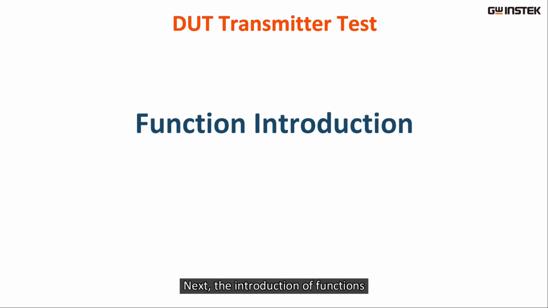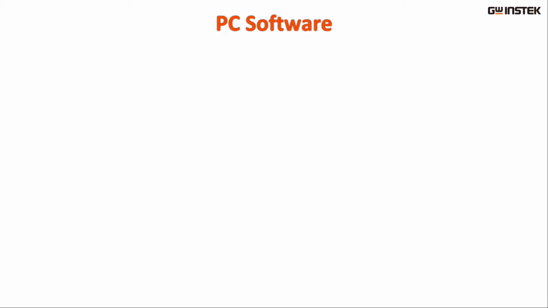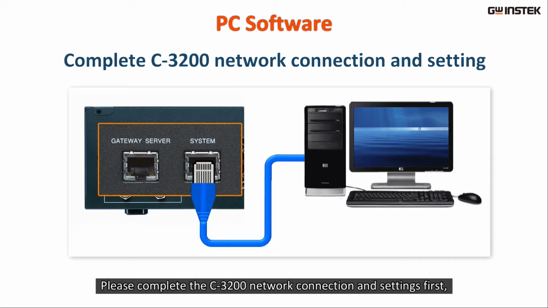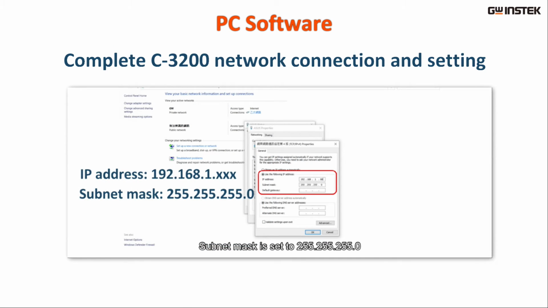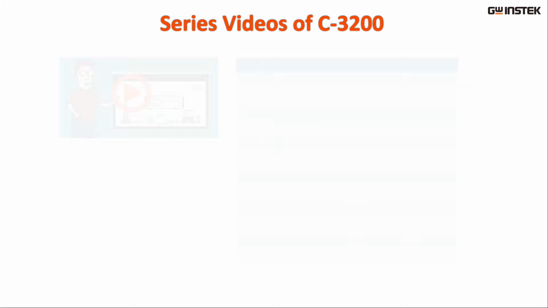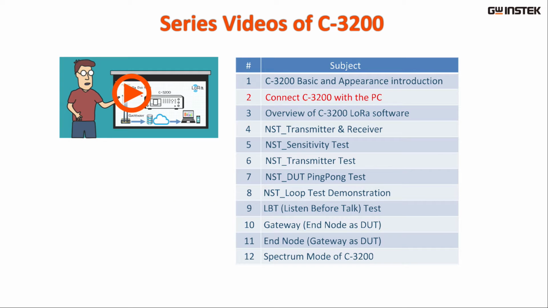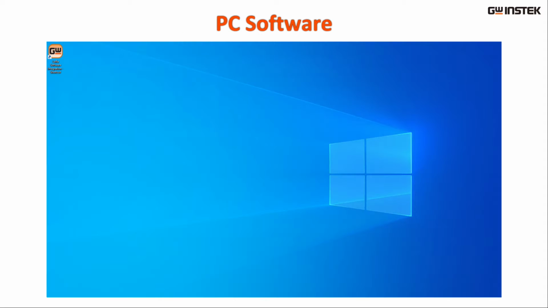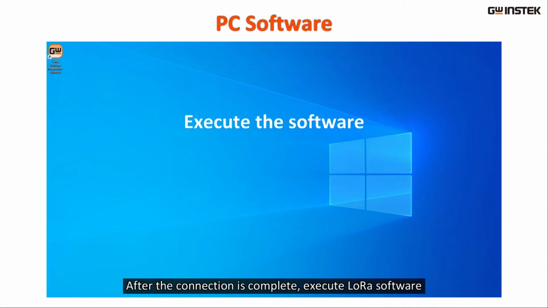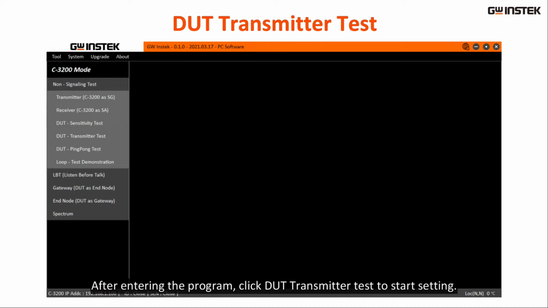Next, the introduction of functions. Please complete the C-3200 network connection and settings first. If it has not been done, please refer to the second video. Connect the C-3200 with the PC. After the connection is complete, execute LoRa software. After entering the program, click DUT Transmitter Test to start setting.